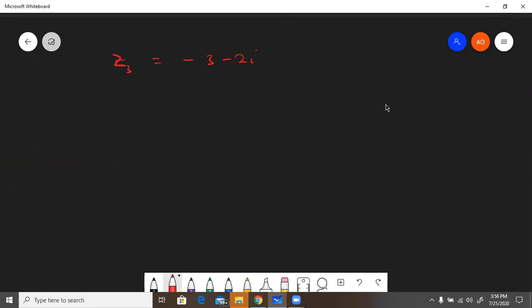So the first thing we need to do is to have our Argand diagram. This is the imaginary axis, and this is the real axis.